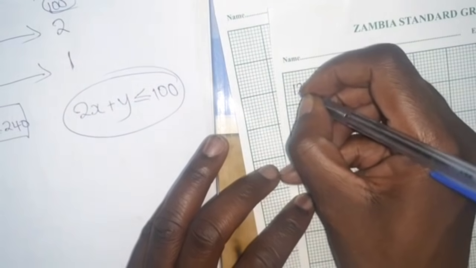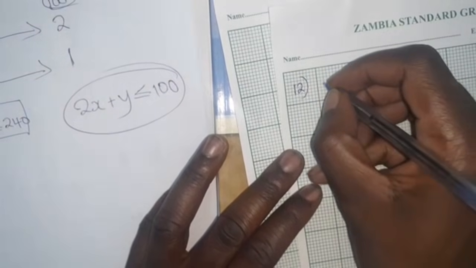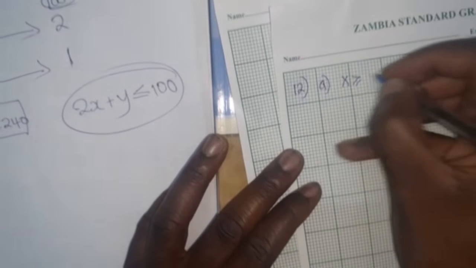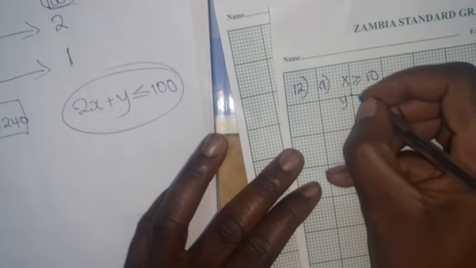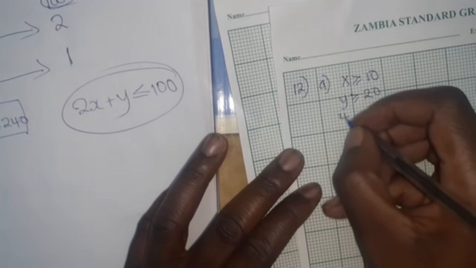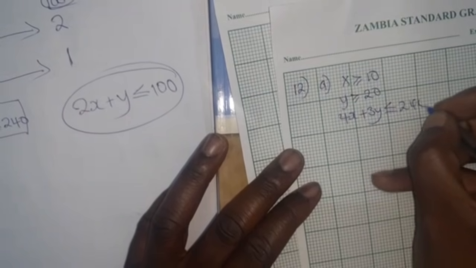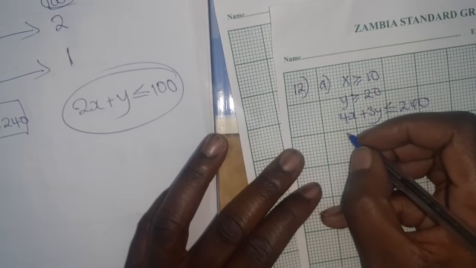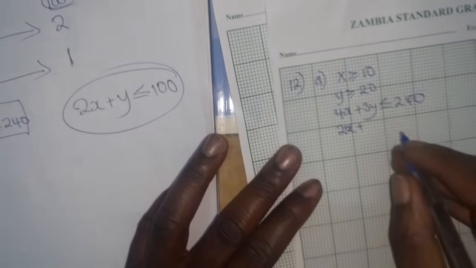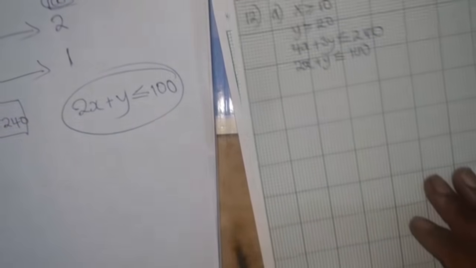This is question 12. So question 12, A, we need to write the inequalities. And those inequalities are x greater than or equal to 10, y greater than or equal to 20, then we have 4x plus 3y less than or equal to 240. Then we also have 2x plus y less than or equal to 100. So we put this now on the graph paper.